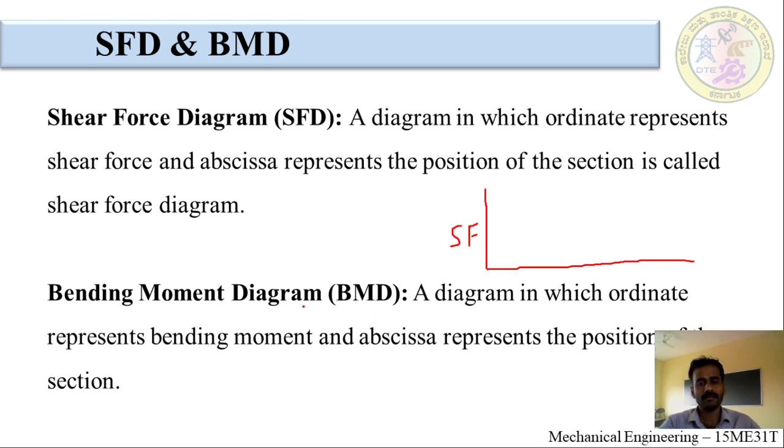So now what is a bending moment diagram? In a bending moment diagram, a diagram in which ordinate represents bending moment and abscissa represents the position of the section. Similarly here also we have the ordinate and abscissa. Ordinate represents the bending moment values. Along the y-axis we are representing the bending moment values, and along the x-axis it is the position of the section.